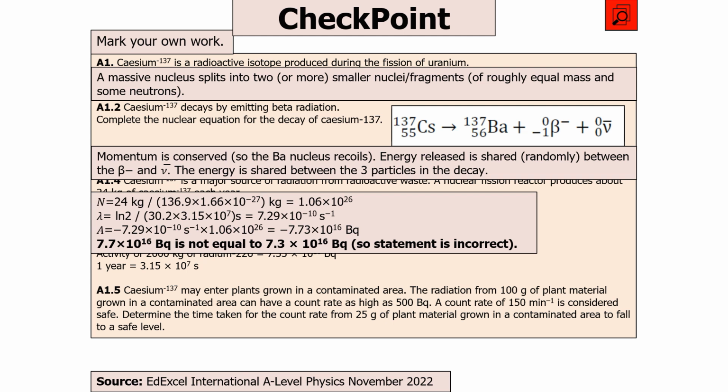So activity is lambda N. So therefore we've got lambda, we've got N, multiply the two together, and we get 7.73 times 10 to the 16 becquerels, which is not equal to 7.3 times 10 to the 16 becquerels, so it's not correct.